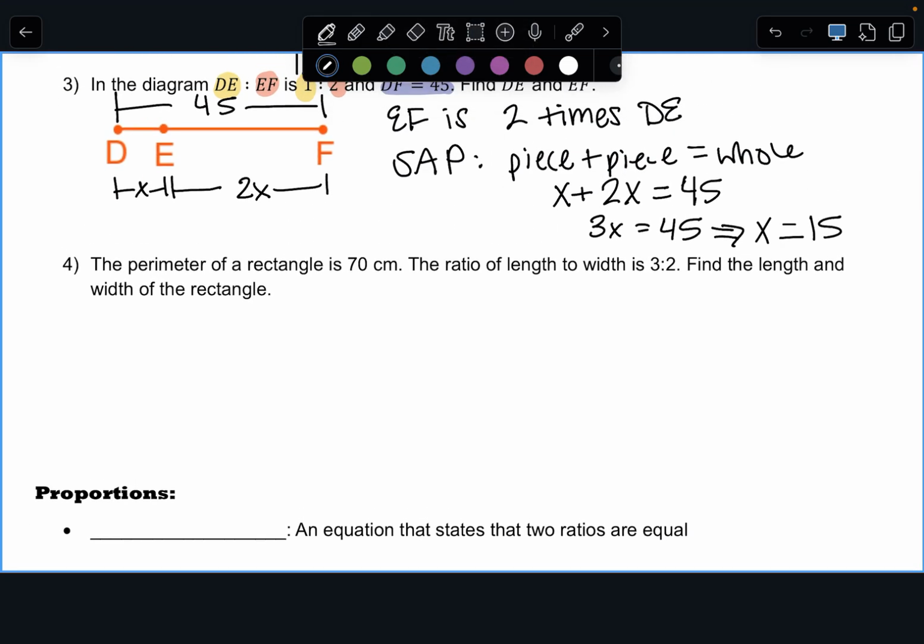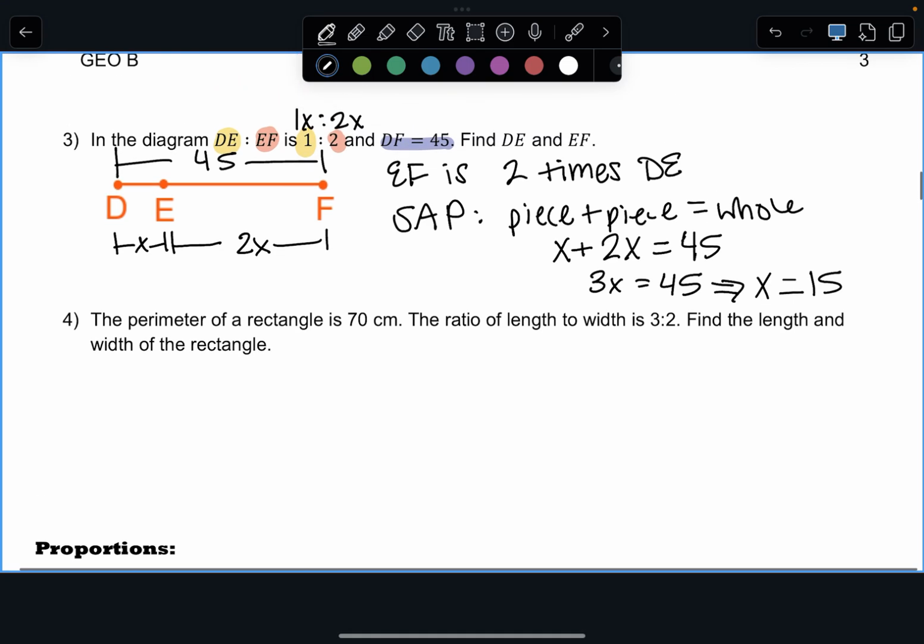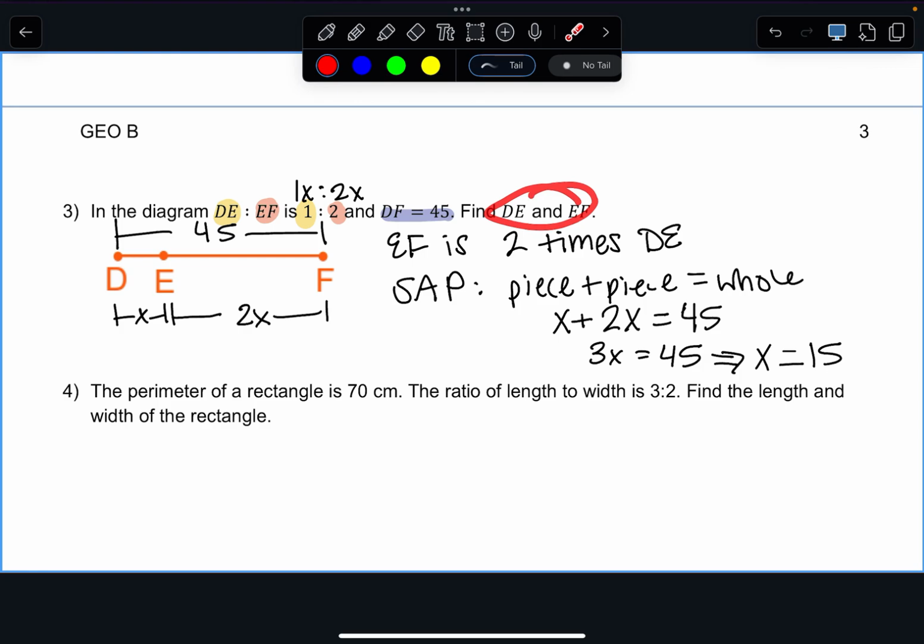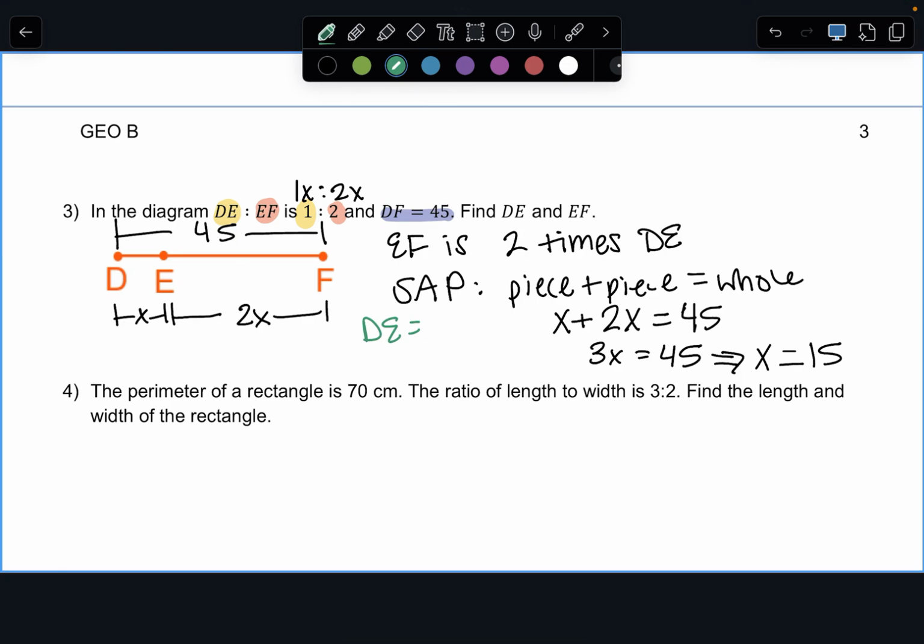There we go. 15. That's not what the question said, though. The question said find DE and EF. So, DE was just X. So it's just 15. No units, because we weren't given any units. But EF is 2x. So 2 times 15, 30. So that's our final answer. We could double check it. 15 plus 30 does give us the 45 that we needed.